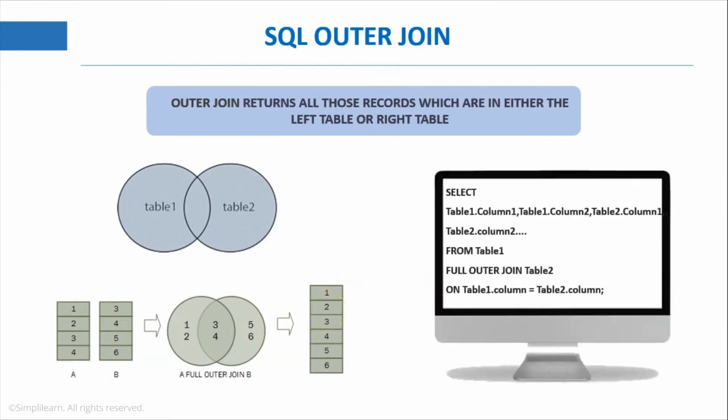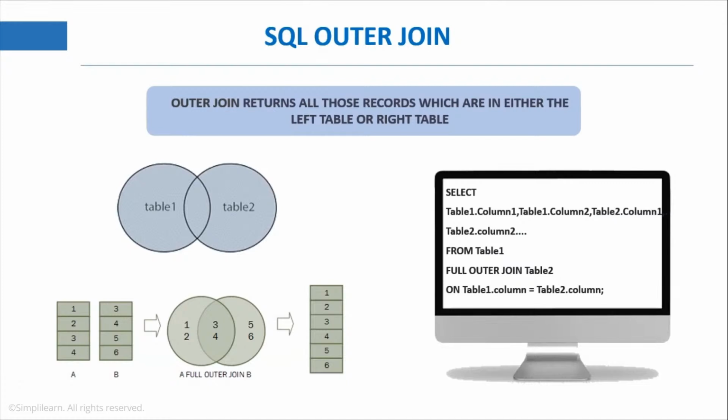Now let us discuss the syntax of SQL outer join. The syntax is as follows: select table1.column1, table1.column2, table2.column1, and so on. These are basically the columns that you want to display in your resultant table.